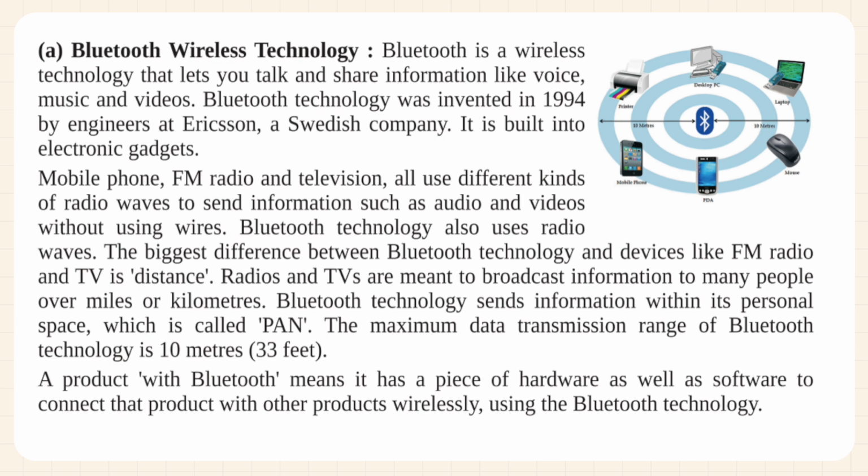The biggest difference between Bluetooth technology and devices like FM radio and TV is distance. Radios and TVs are meant to broadcast information to many people over miles or kilometers. Bluetooth technology sends information within its personal space, which is called PAN. The maximum data transmission range of Bluetooth technology is 10 meters, 33 feet. A product with Bluetooth means it has a piece of hardware as well as software to connect that product with other products wirelessly using the Bluetooth technology.